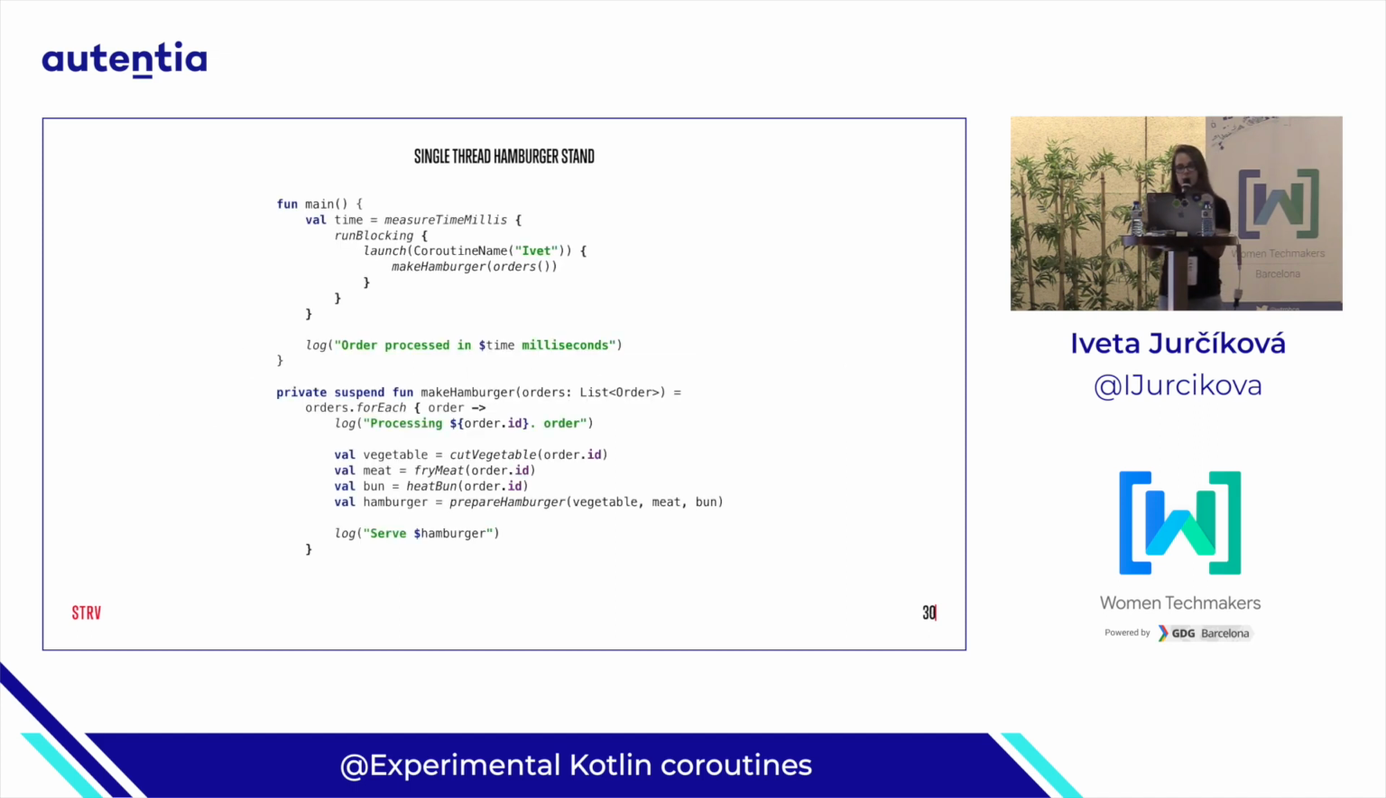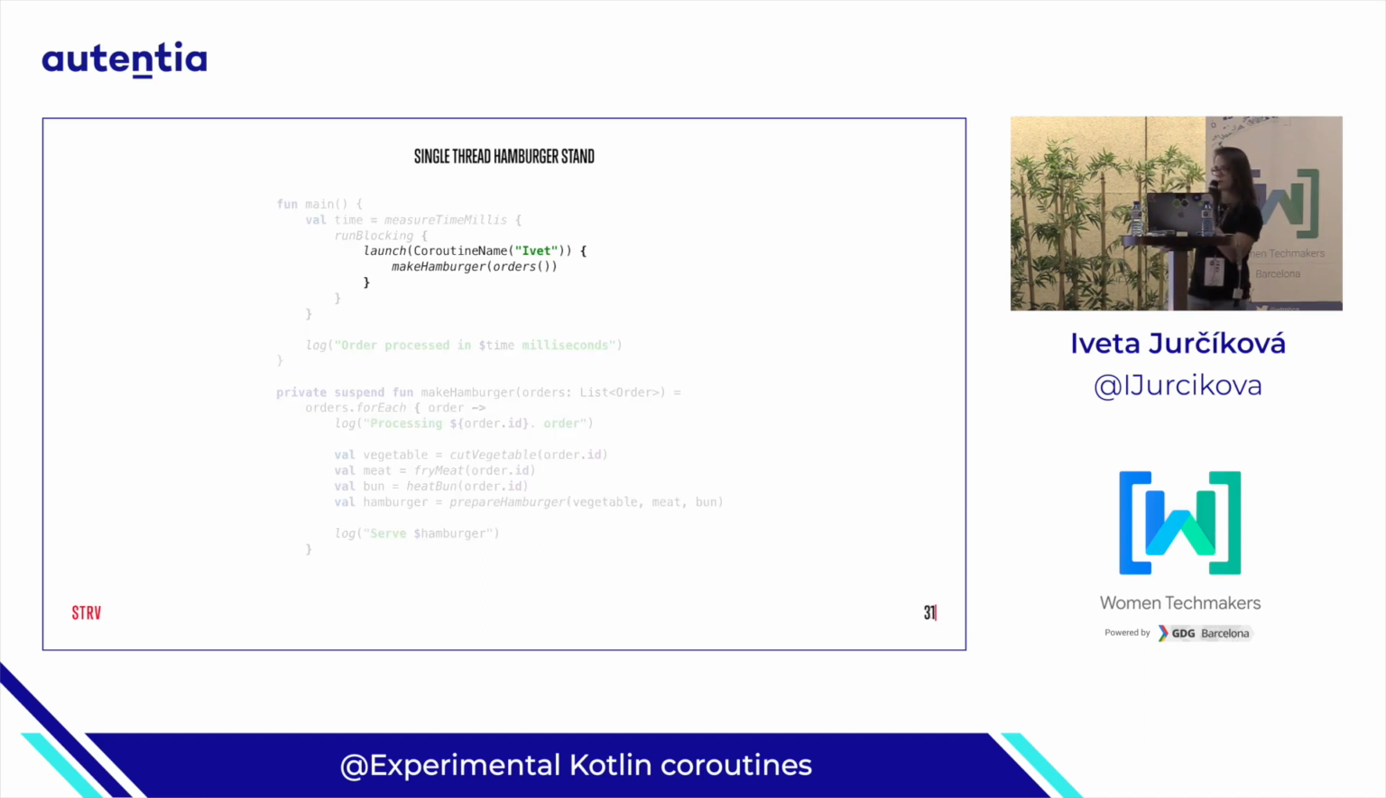Let's rewrite this process by using coroutines. We start a coroutine with representing name Iveta, and inside we run a function make hamburger with an order list as a parameter. Inside of this function, for each order, we just get vegetable, get fried meat, get heated bun, and we prepare a hamburger from received entities. Each function is executed sequentially. Each of them needs to complete before moving to the next function.